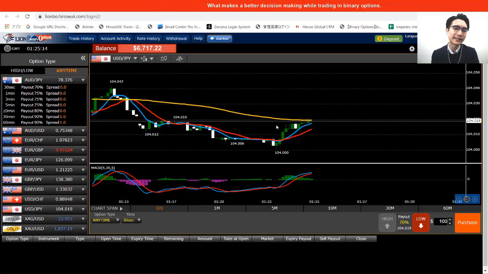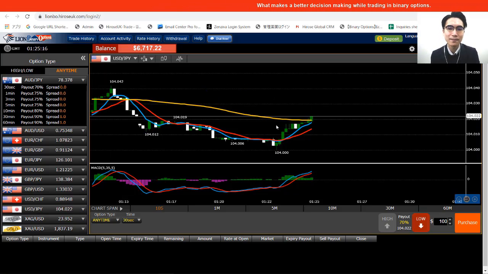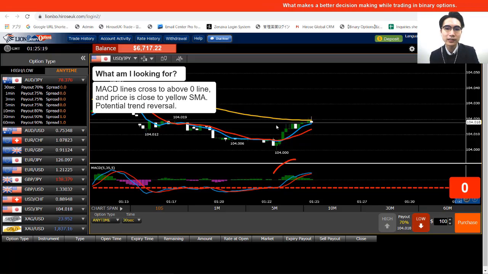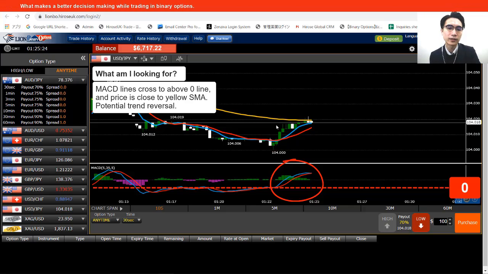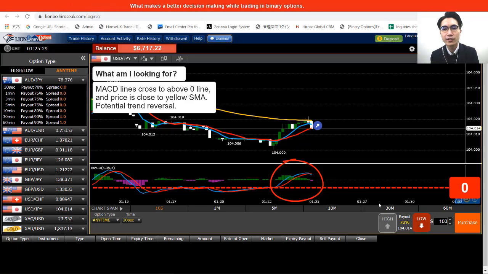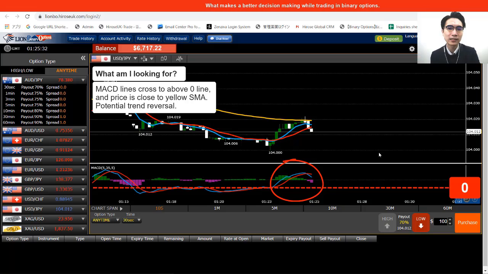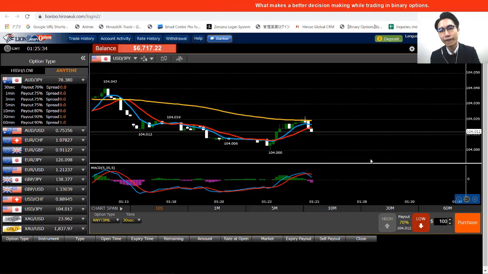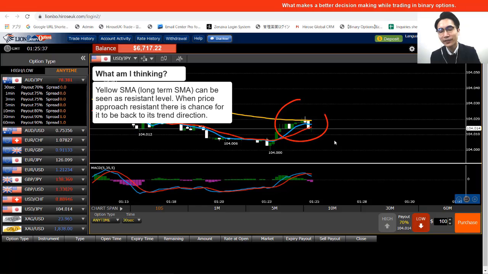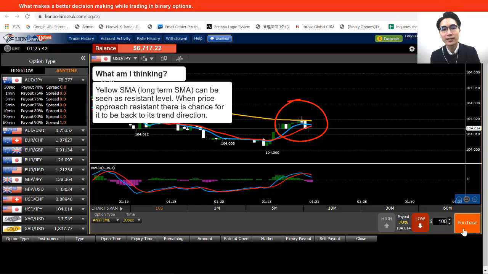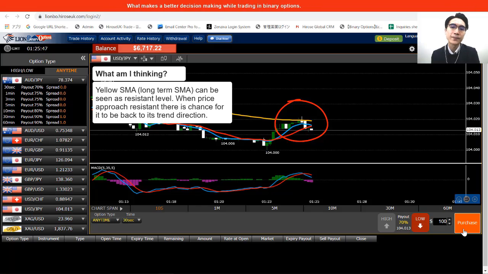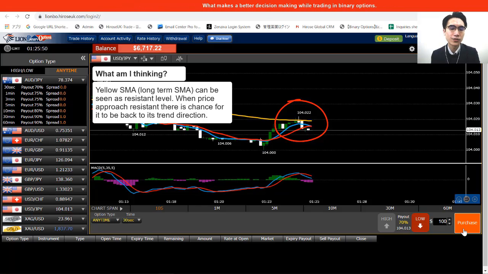In this one here it is a downtrend, but if we look at the MACD, it's actually crossing above the zero line. So my concern is that there might be a trend reversal. As well, if we look at the simple moving average, the price is quite close to it. That's my concern there. But then I started to think that the simple moving average can act as a resistance here. When the price touches resistance, it tends to bounce back down. That's why I decided to make this trade here.